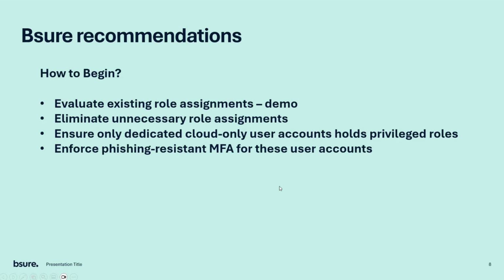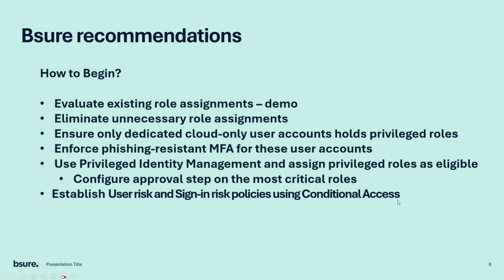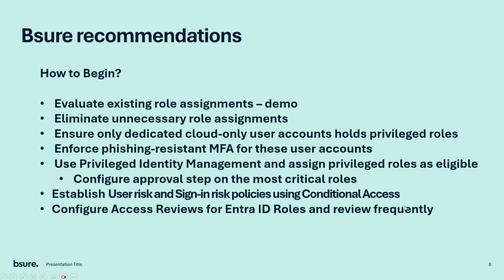Enforce phishing-resistant MFA for these user accounts. Then use privileged identity management and assign the privileged roles as eligible, meaning the roles should not be permanent. And add an approval step for the most critical roles. And then establish the user risk and sign-in risk policies using conditional access. And then configure access reviews for Entra ID roles and review them frequently.